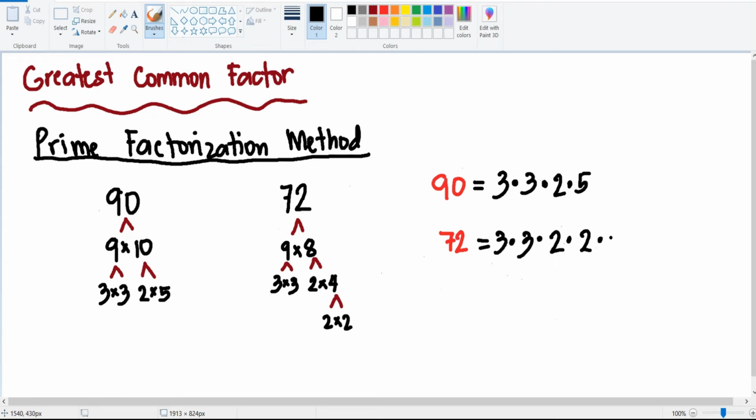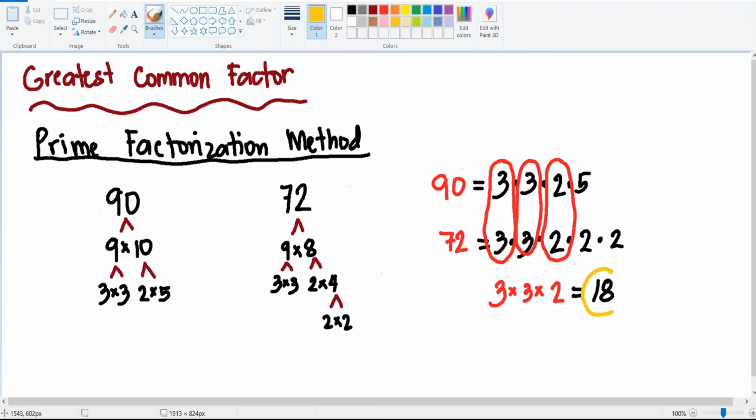Now next thing to do is that you will find the partner. So we have 3 there. So 1 number each partner, another 3. So times 3 and 2. So 1 number for each partner. Then multiply all the numbers. The answer will be 18. And 18 will be our GCF. And that is how we are going to find the greatest common factor.